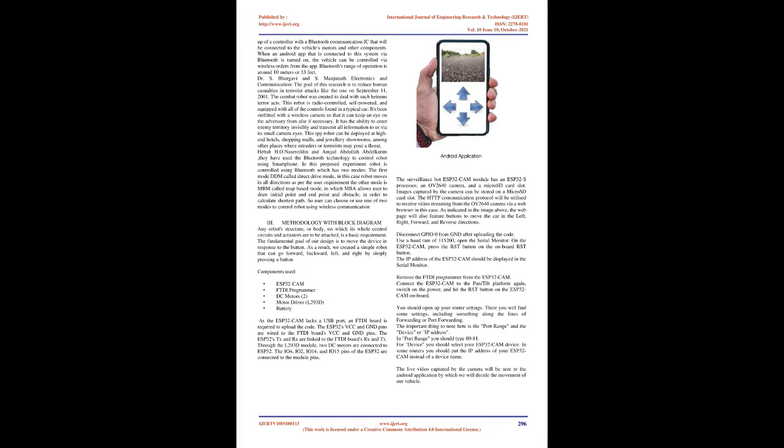A car powered by a battery and a controller with Bluetooth connectivity are included in the project. The system is made up of a controller with a Bluetooth communication IC that will be connected to the vehicle's motors and other components. When an Android app that is connected to this system via Bluetooth is turned on, the vehicle can be controlled via wireless orders from the app. Bluetooth's range of operation is around 10 meters or 33 feet.